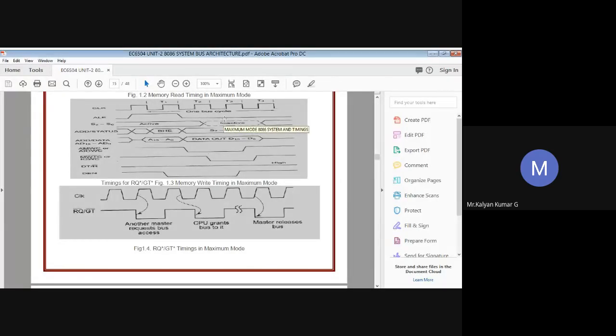For minimum mode and maximum mode, again for minimum mode the read cycle and write cycle, and in maximum mode also read and write.